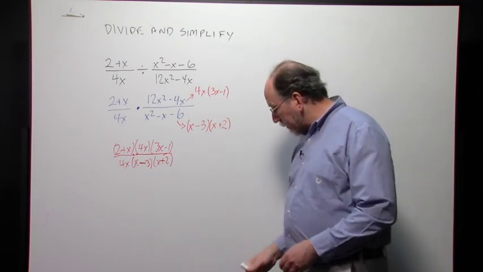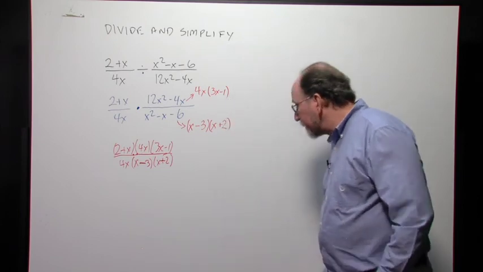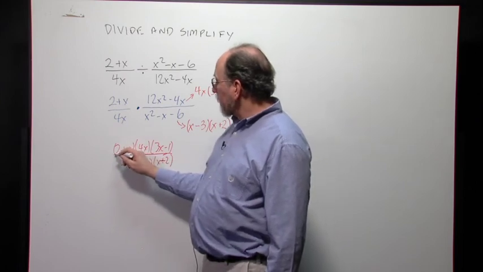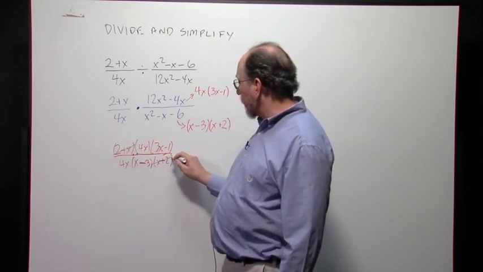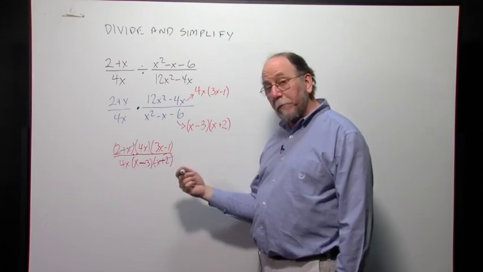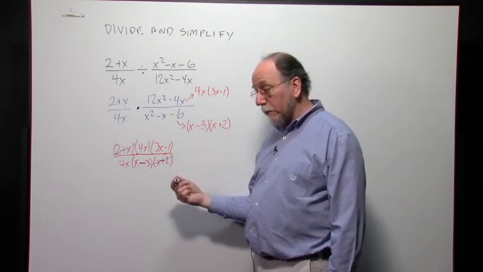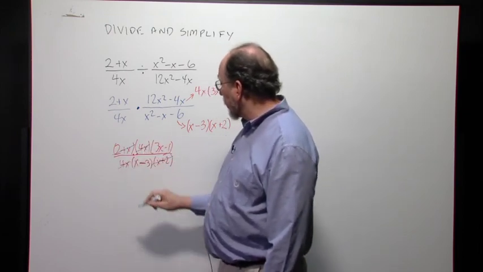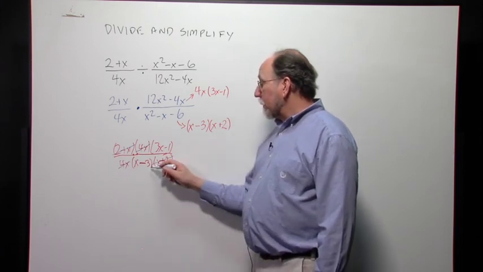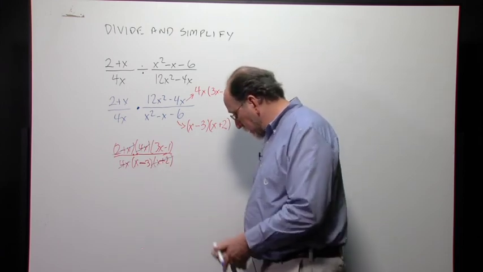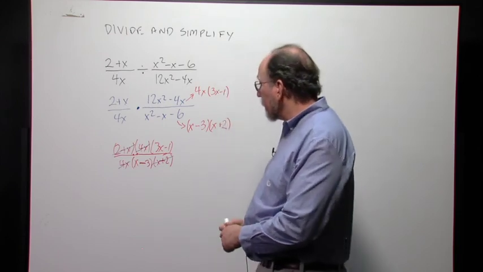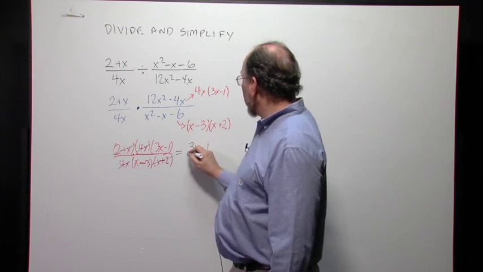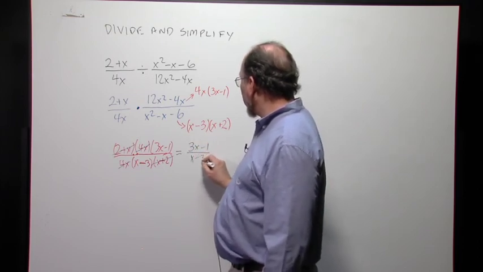And now we look for factors that are common that we can eliminate, or that are the same on the top and the bottom. 2 plus x and x plus 2 are the same thing, so I'm going to eliminate those two. I could switch that plus around, that plus sign, it doesn't matter. The 4x is the same as well. 4x is the same here and here. And we're left with this final answer. Let's write it in this color here. 3x minus 1 is left on the top. x minus 3 is left on the bottom.